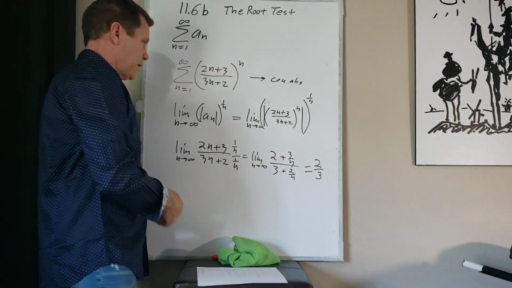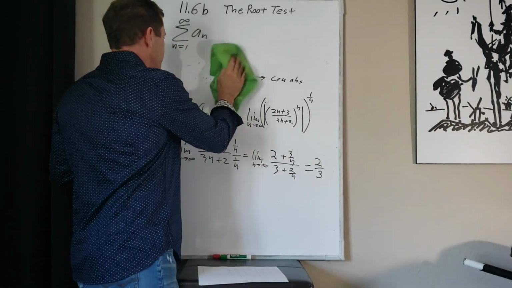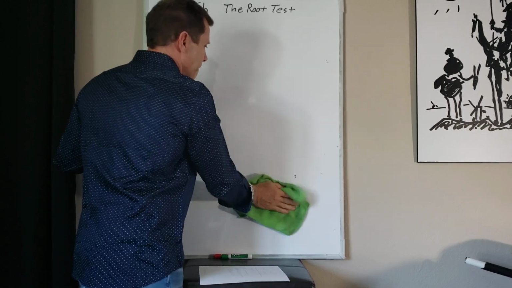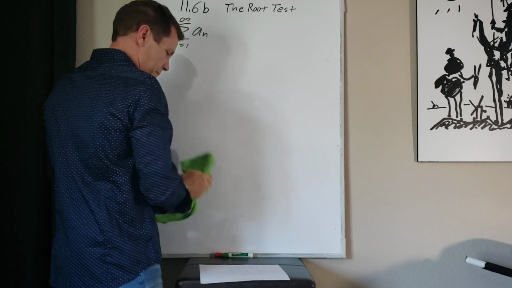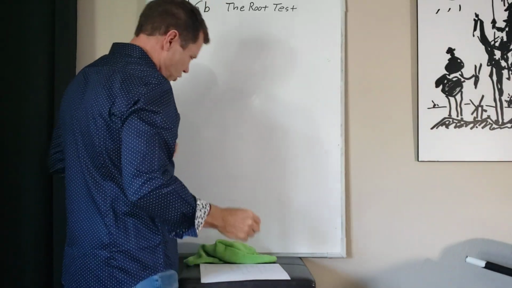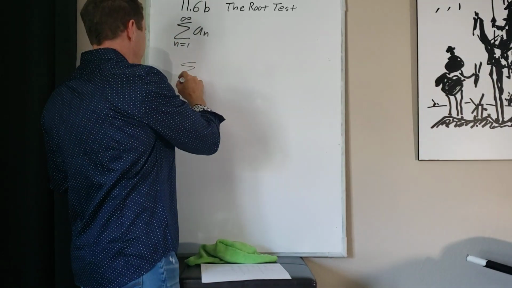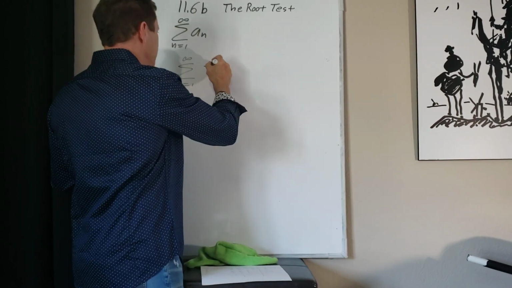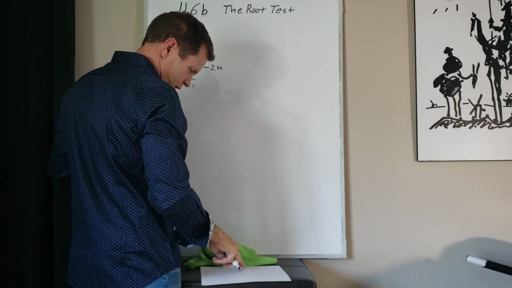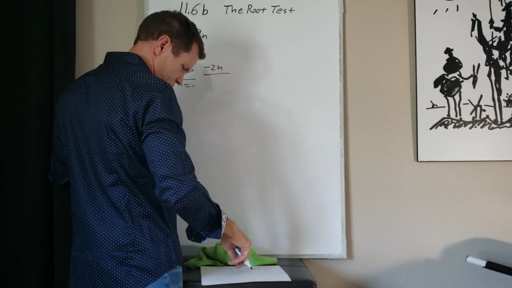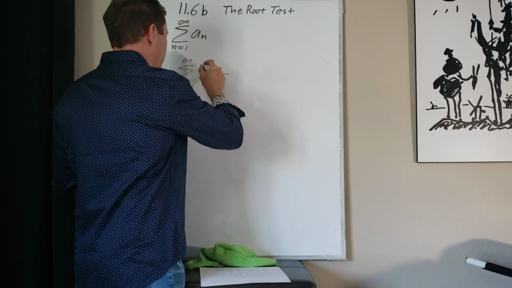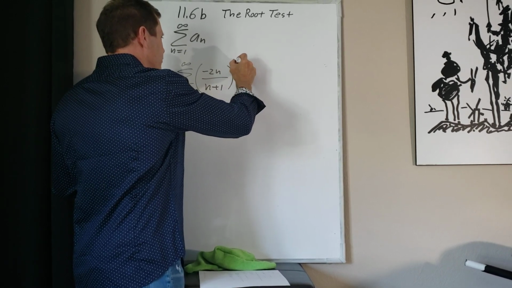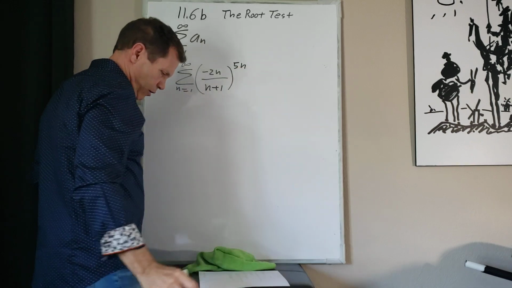Okay. Do one more example. So I've got the series n equals 1 to infinity of minus 2 to the n over n plus 1, and it's raised to the 5n power.